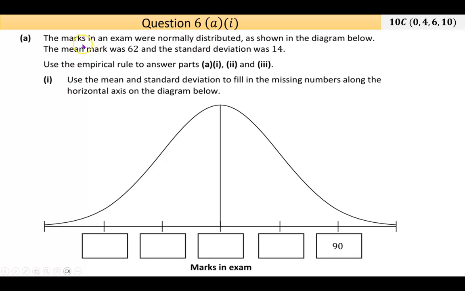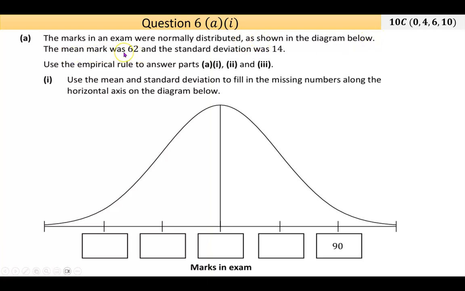So the read through: the marks in an exam were normally distributed. That's important. It means that the data is the same on both sides, or can be estimated to be the same on both sides. So there's a whole range of statistical techniques that come into play in a normal distribution, as shown in the diagram below.